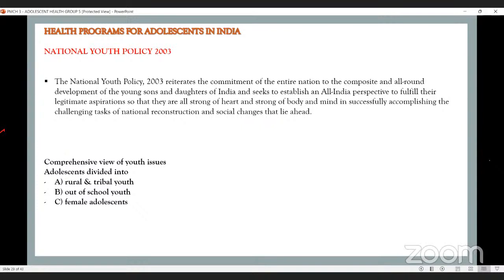Another policy by the government was the National Youth Policy 2003. This reiterated the commitment of the entire nation to the composite and all-round development of the young sons and daughters of India, which seek to establish an all-India perspective to fulfill their legitimate aspirations so that they are all strong of heart and strong of body and mind in successfully accomplishing the challenging tasks of national reconstruction and social changes that lie ahead. So the comprehensive view of youth issues was divided into rural and tribal youth, out of school youth, and female adolescents.